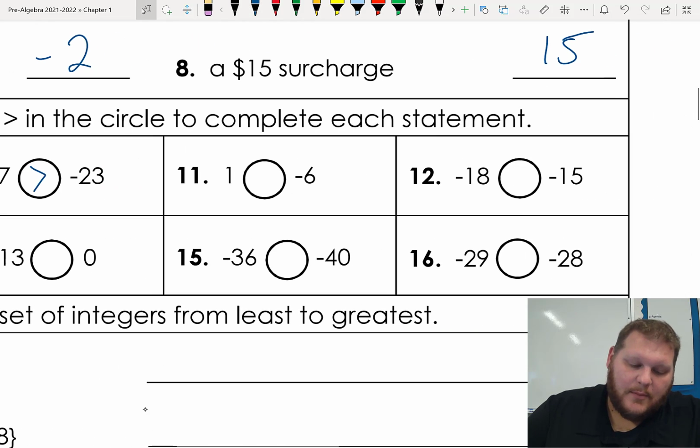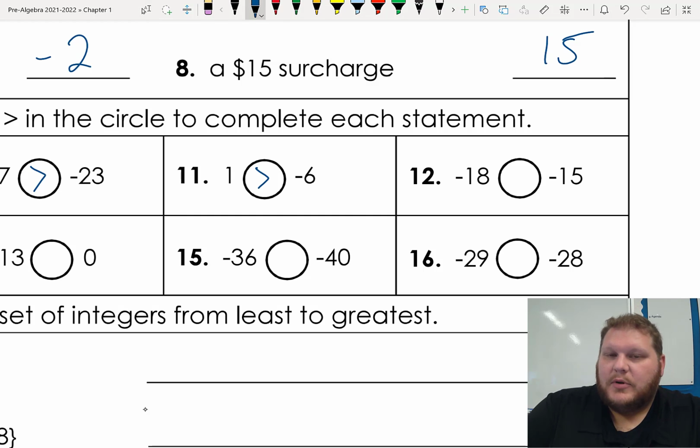Moving along, number 11, positive 1 and negative 6. That's another easy one. The positive number is always going to be the greater one if it's positive versus negative. For number 12, negative 18 and negative 15. That one, they're pretty close, but negative 15 is closer to 0 on the number line. So that one should be greater than.